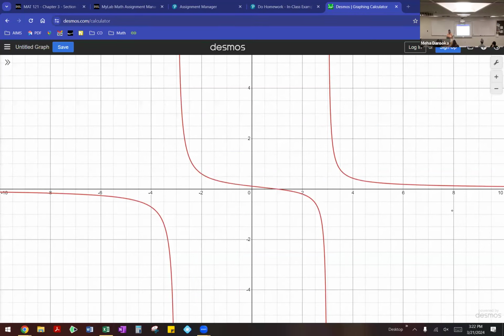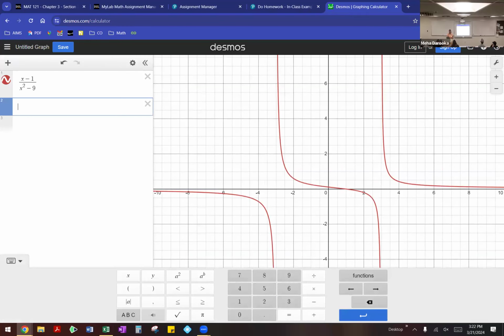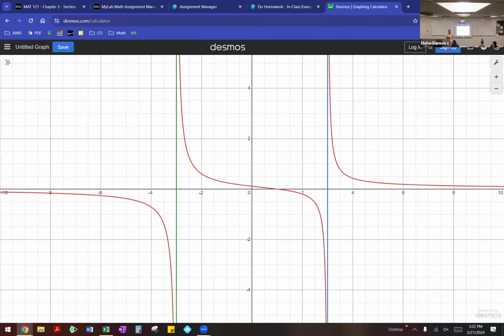So take a look at, let's see if I can do this, vertical: x equals 3, x equals negative 3. So those are our vertical asymptotes. Of course, the x-axis is the horizontal. So you can see that's exactly what's happening over here.